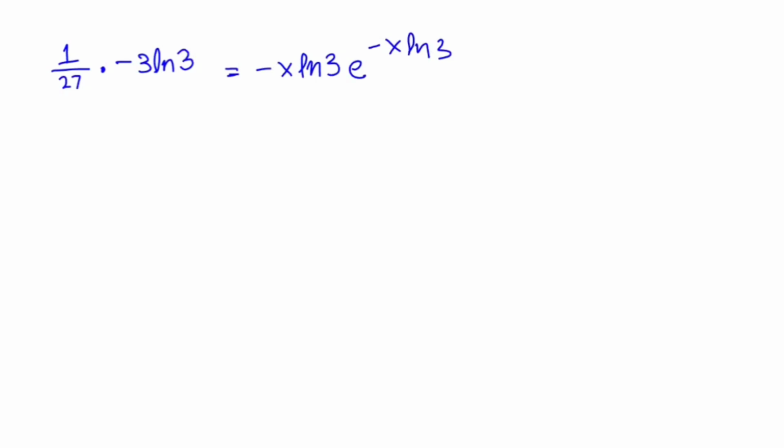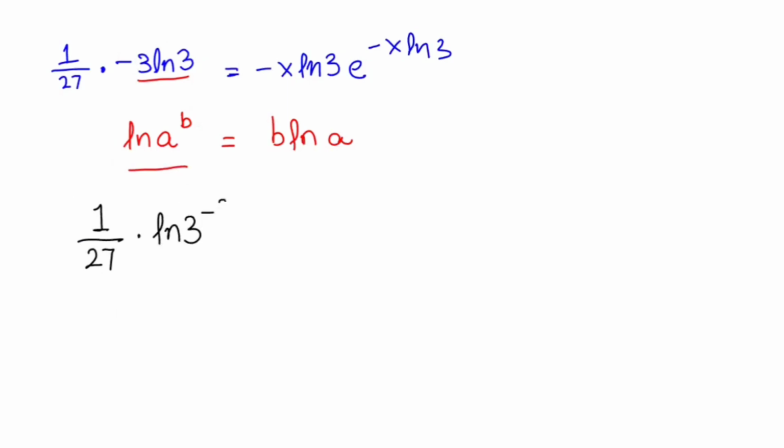Now we have the logarithm rule, that ln of a to the power of b can be written as b ln of a. So I'm going to change this into this form, 1 over 27, and I'm going to take this negative 3 as a power. So times ln of 3 to the power of negative 3 is equal to negative x ln of 3 times e raised to the power of negative x ln of 3.